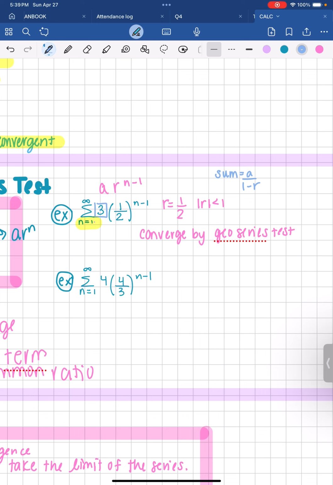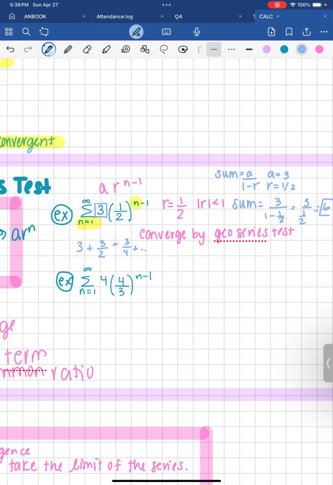So watch. When n is equal to 1, if I replace this n with 1, the first term is going to be 3. If I replace n with 2, the next term is going to be plus 3/2. If I replace n with 3, the next term is going to be 3/4, and so forth. So yes, the first term is 3, and the ratio is 1/2. So the sum is a over 1 minus r. If you do this out, that's 3 over 1/2, which is going to be 6.